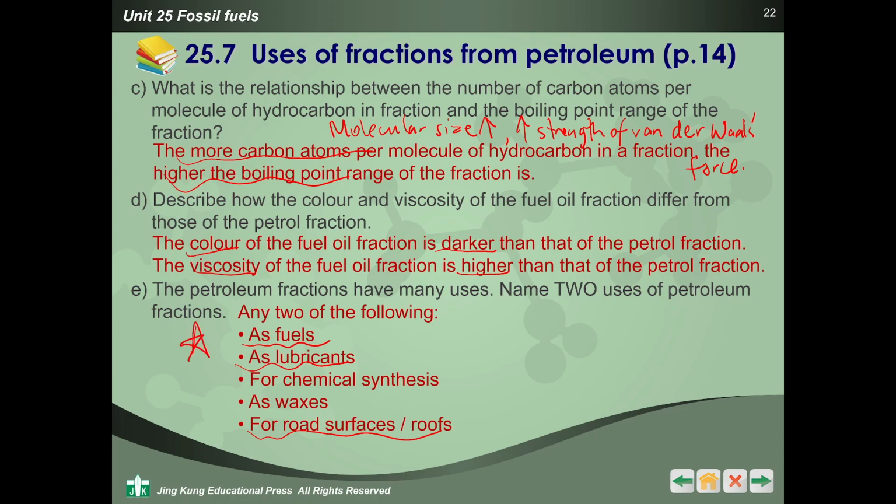But the main point here that we wanted to mention today is that petroleum is a mixture of hydrocarbons. By itself, it's not really that useful. You have to use fractional distillation to separate them. And then for those fractions, make sure you know their names, their spellings, and their properties.